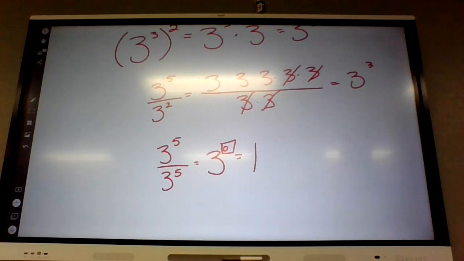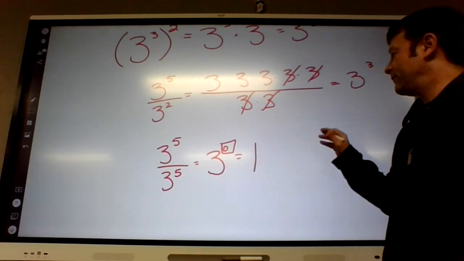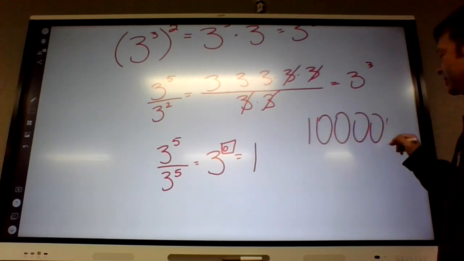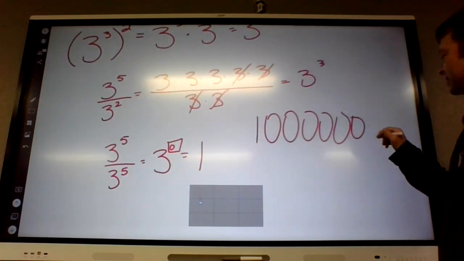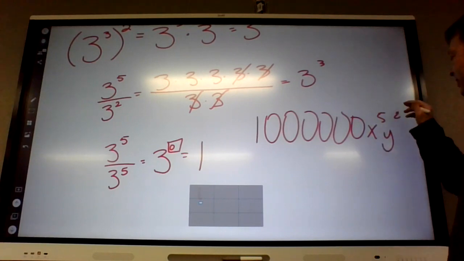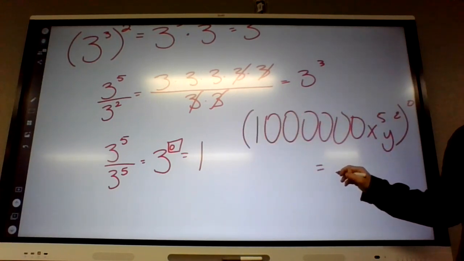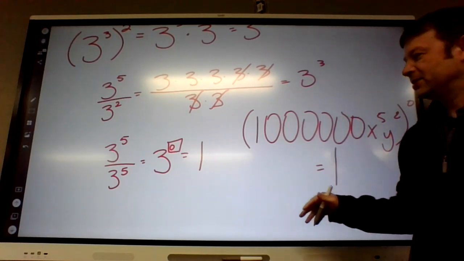Not 0. Okay? 3 to the 0. If I have, you know, 1,000,000 x to the fifth y squared to the 0, what's that going to equal? 1. Okay. I almost said 0.